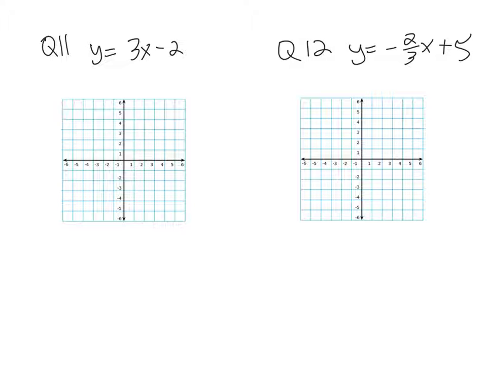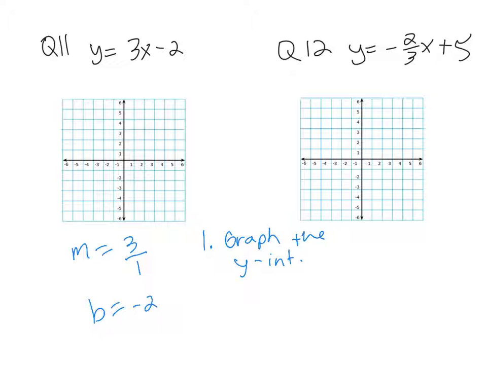Question 11. This time we're going to use that information we just used in the other questions to graph. So my slope is 3. When we work with slope and graphing, we always want it to be a fraction. So if it's a whole number, I'm going to write it over 1 because that doesn't change anything. The y-intercept is -2. The first step to graphing is to graph the y-intercept. So on this graph, where -2 is on the y-axis, I'm going to put my first point.